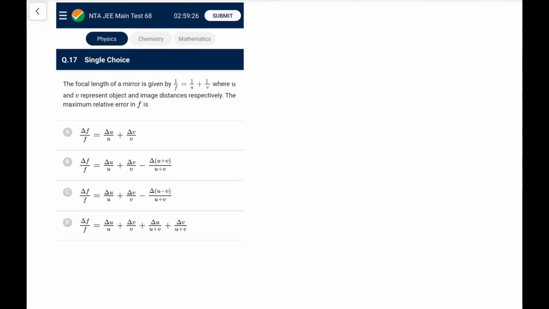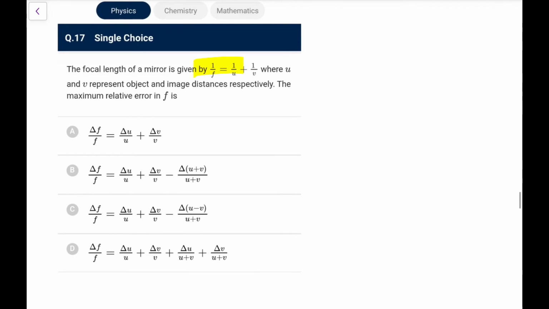Next one. Focal length of a mirror is this, you know all. And the maximum relative error in F is. So what is the maximum relative error in F?